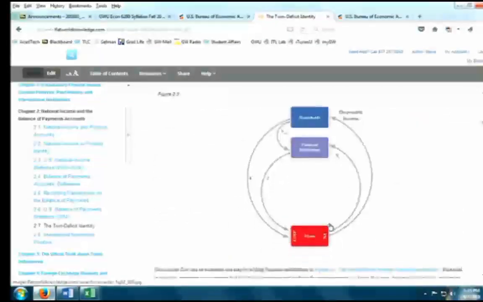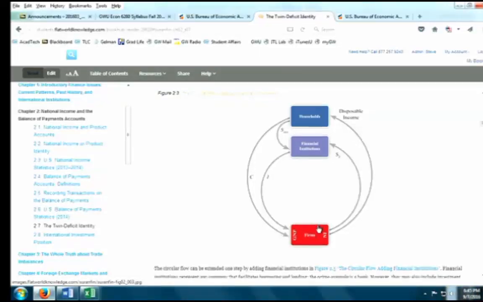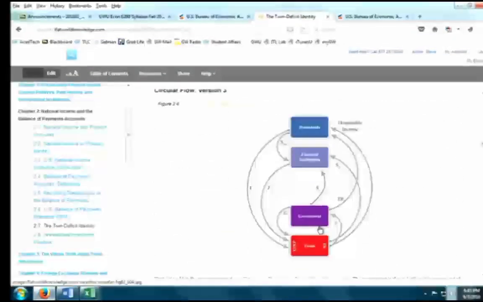We can complicate the problem in a couple of steps. Step number one, we add in the financial sector, and we introduce savings by businesses and households, and we introduce investment spending by firms to pay for capital goods and services that are used in the production process. We complicate it one step further. I'm not going to go into the details. You can read this on your own.